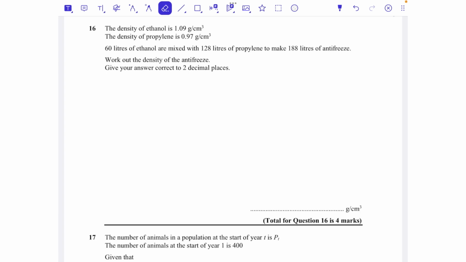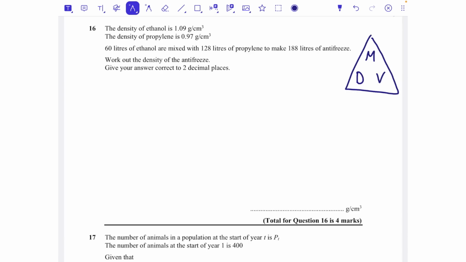Question number 16. The density of ethanol is 1.09 grams per centimetre cubed, and the density of propylene is 0.97 grams per centimetre cubed. 60 litres of ethanol are mixed with 128 litres of propylene to make 188 litres of antifreeze. Work out the density of the antifreeze. So let's start by drawing our triangle: density, mass, volume.